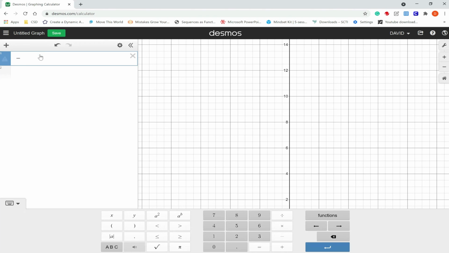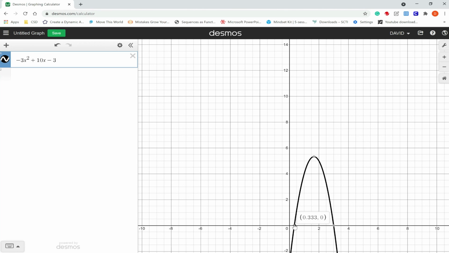So we enter negative 3x to the second plus 10x minus 3. And if we look at our graph, our answers are 0.333 and 3. So we did get a 3. Just to confirm that 0.333 is 1/3, we just do 1 divided by 3, and we can see that 0.333 is the same as 1/3.